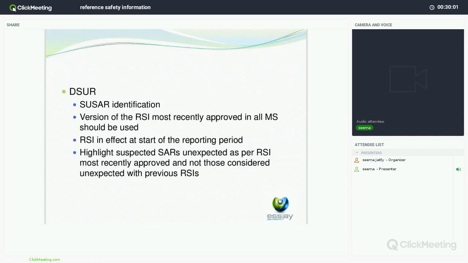So here you need to use the reference safety information that's in effect at the start of the reporting period for the development safety update report. And you would highlight the suspected serious adverse reactions that are unexpected as per that RSI that was in effect at the start of the reporting period. So you can see here it will highlight to you all of the SUSARs that are not considered expected as per the RSI that is being used for the DSUR. Again, a slightly different way of using your reference safety information here.